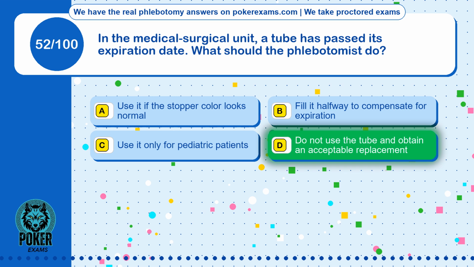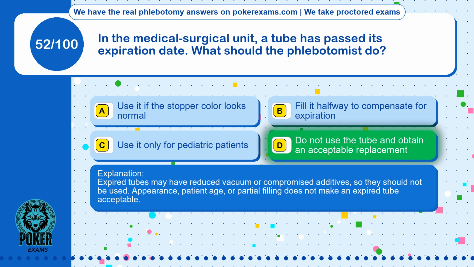The correct answer is option D. Do not use the tube and obtain an acceptable replacement. Expired tubes may have reduced vacuum or compromised additives, so they should not be used. Appearance, patient age, or partial filling does not make an expired tube acceptable.